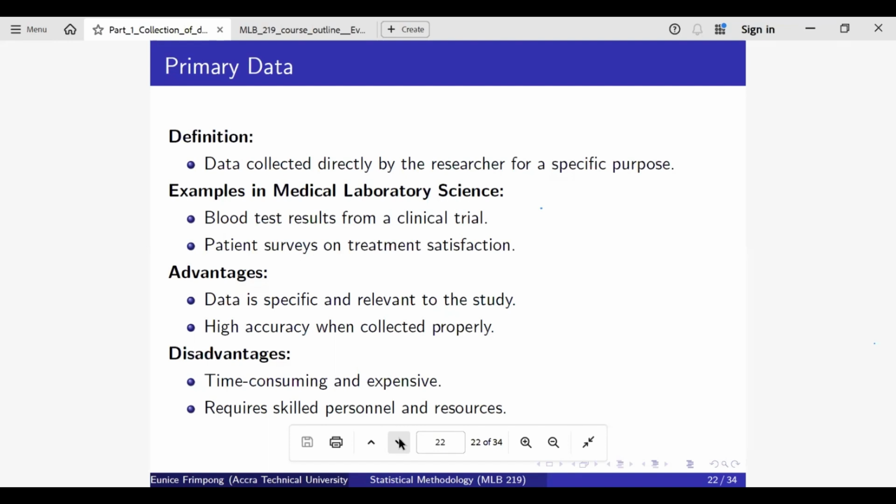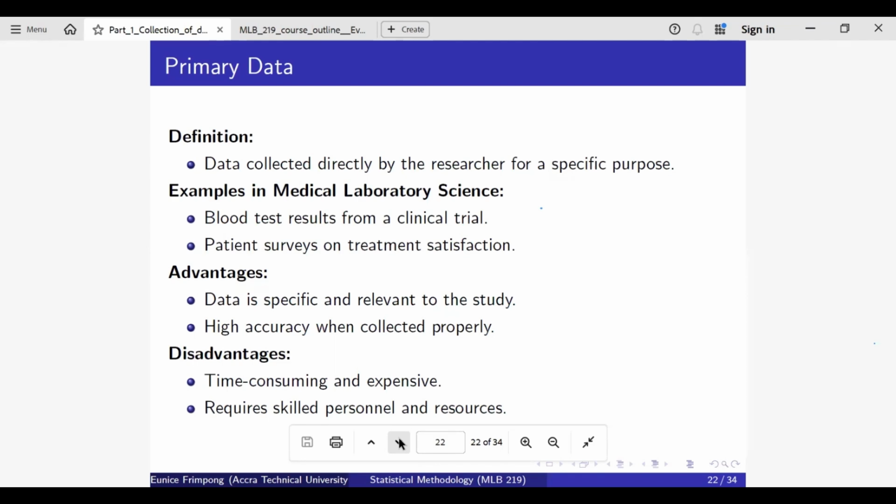What is an advantage of primary data? Data is very specific and relevant to the study. Because you target a group of people specifically for the study you are doing, you realize that that data is very relevant to the study that you are trying to do. Another advantage is that there is high accuracy when you collect it very well, okay?